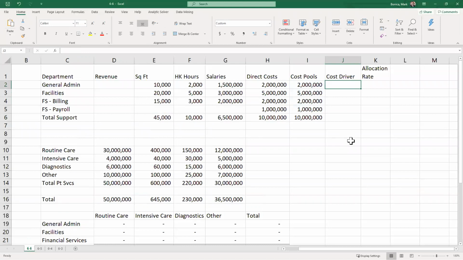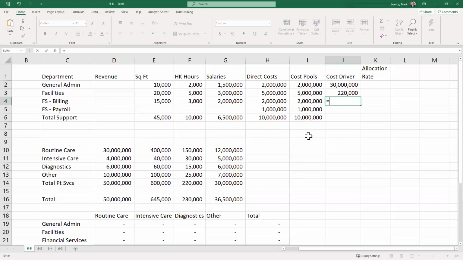I just read to you that the cost drivers are going to be the same for general admin and facilities. So the cost driver for general admin, right, was salaries. Since we're back in direct, we're going to ignore the salaries up here, and we're only going to focus on the salaries from the supported departments. The driver for facilities is housekeeping hours. And again, because we're back in direct, we're going to ignore the hours up here in the support departments. And then for billing, okay, now we need to think about things.